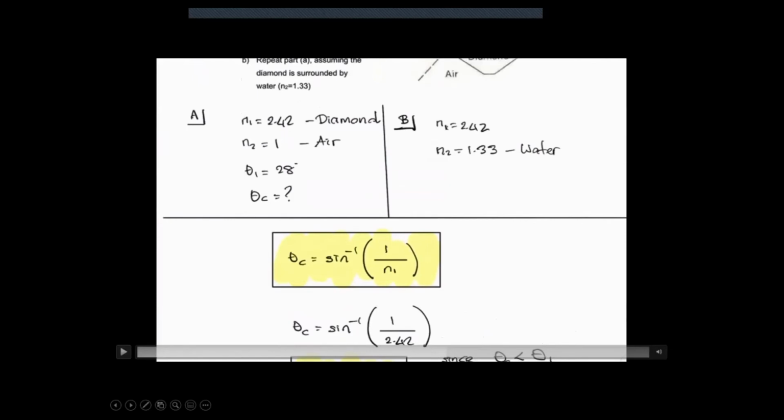All right, so next question is, what would happen this time if we were to place diamond in water? Is it going to be just as sparkling? Let's figure that out. So now let's figure out the critical angle for this one.